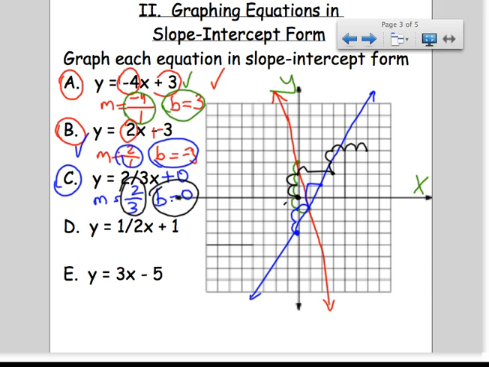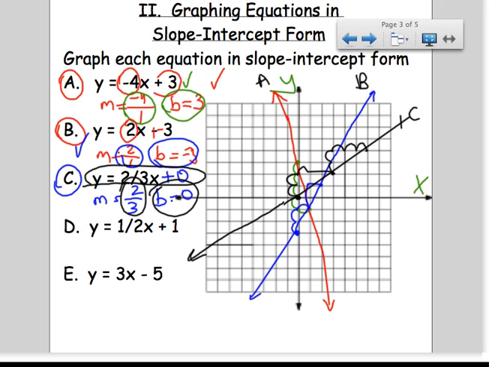Connecting these dots. Computer's a little slow. I have a line with the equation y equals 2/3 x plus 0, or just y equals 2/3 x. So this is C, this is A, and this is B.